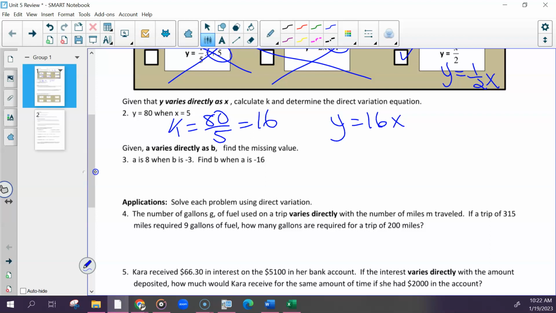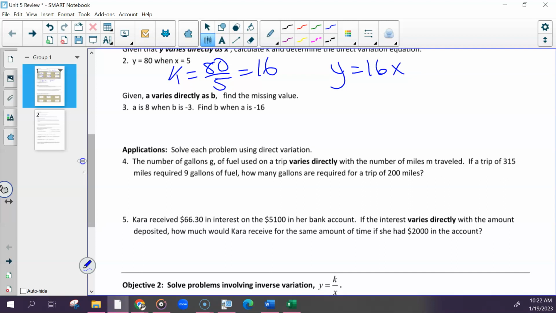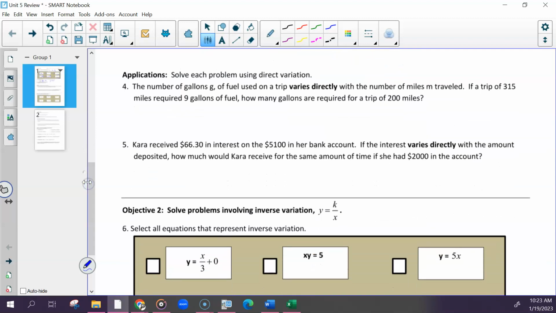We can do 5. Okay. I will say, notice that if it gives you variables, use those variables. If it does not, you can either call them x and y, make them up, does not matter. So for number 5, Kara, sure, whatever, received $66.30 in interest. That will be important. And then $5,100 in her bank account. Usually this sentence comes second. They just put it first. It's okay. If the interest varies directly with the amount deposited, so it means the interest would be your y. The amount deposited would be your x.